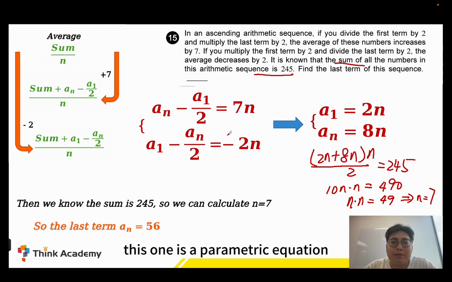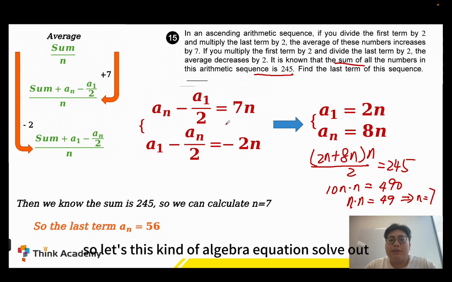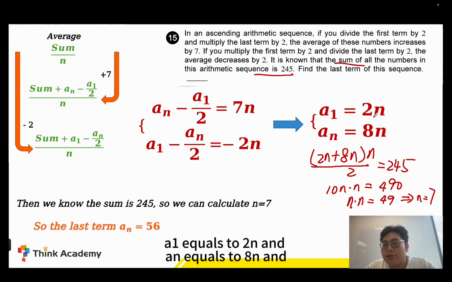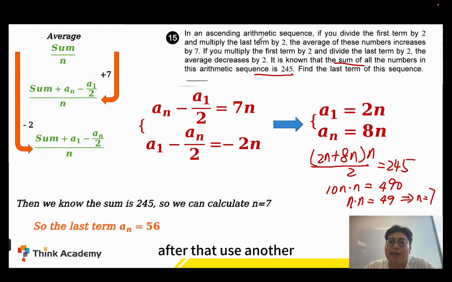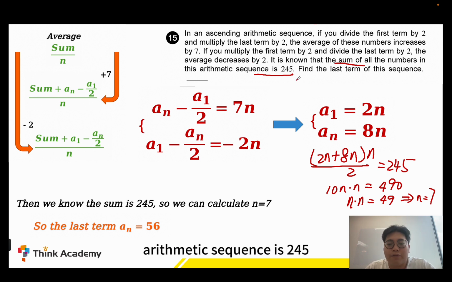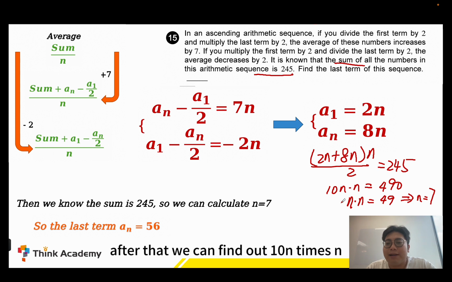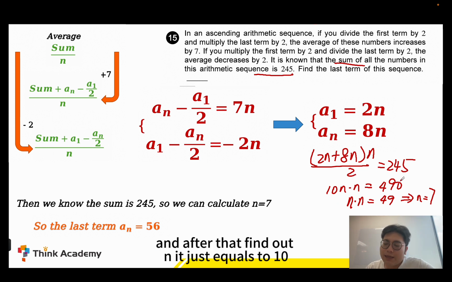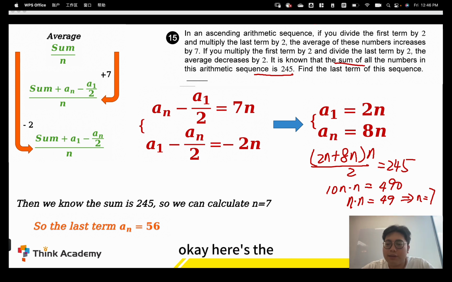After that, you can list two equations. This one is a parametric equation. So list this kind of algebraic equation and solve for a1 equals 2n and an equals 8n. After that, use another relationship: we know the sum of all the numbers in this arithmetic sequence is 245. After that, we find 10n times n equals 490, and then find n equals 7. Okay, here's the solution.